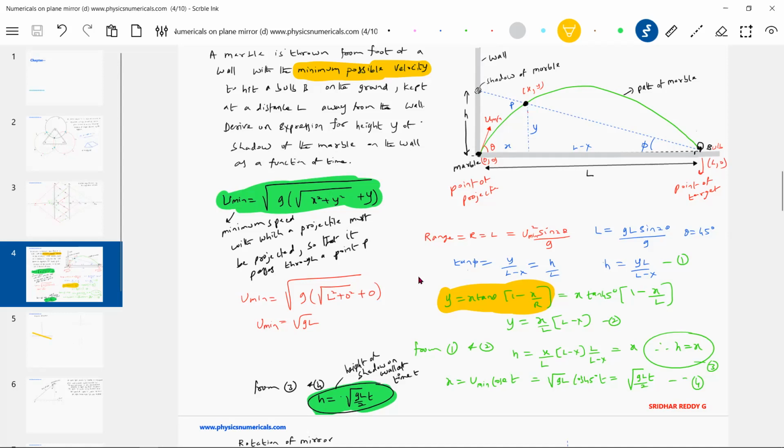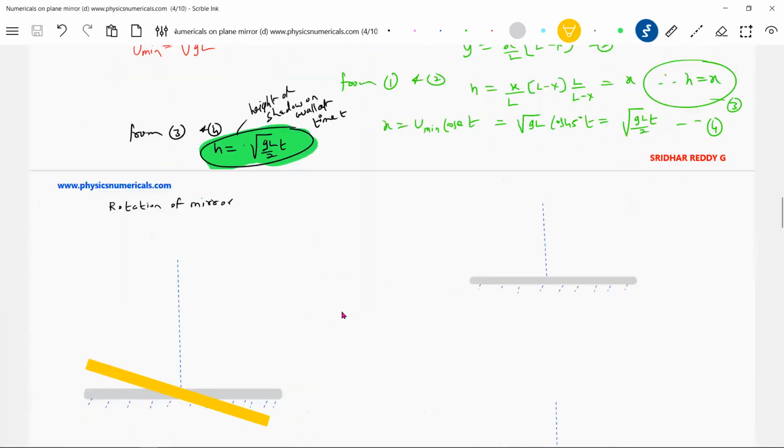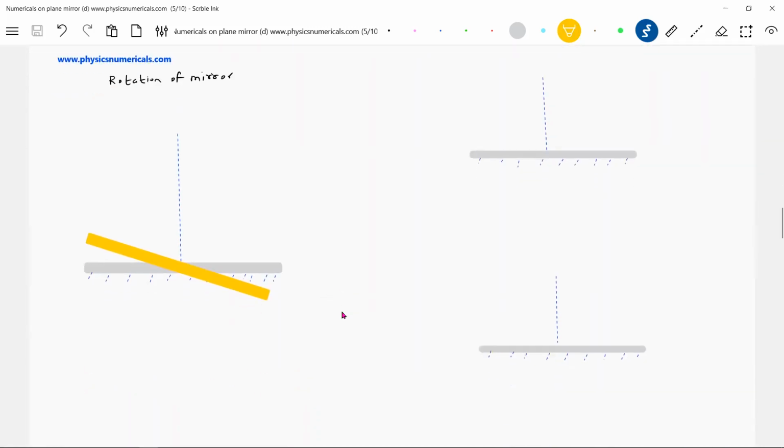Completed. Okay, now let me go to the next numerical. Now a ray is incident. This is the incident ray and this is the reflected ray. We know angle of incidence should be equal to angle of reflection. Let me directly take some values. It'll be easy for us.